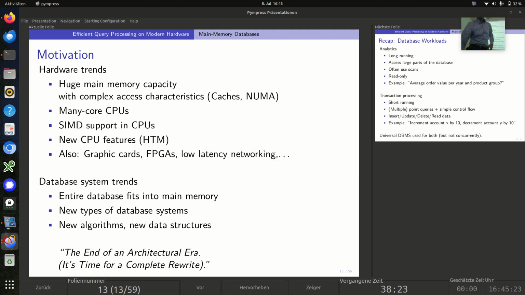And then you see the hardware trends. Huge main memory capacity, many-core CPUs, and SIMD, which stands for single instruction multiple data. So who has heard about it, SIMD?